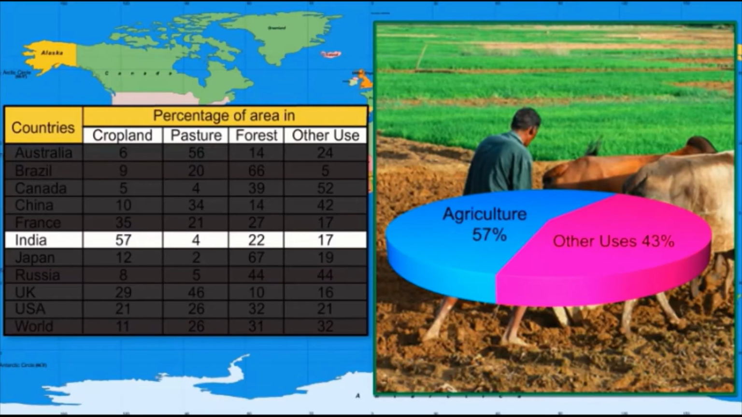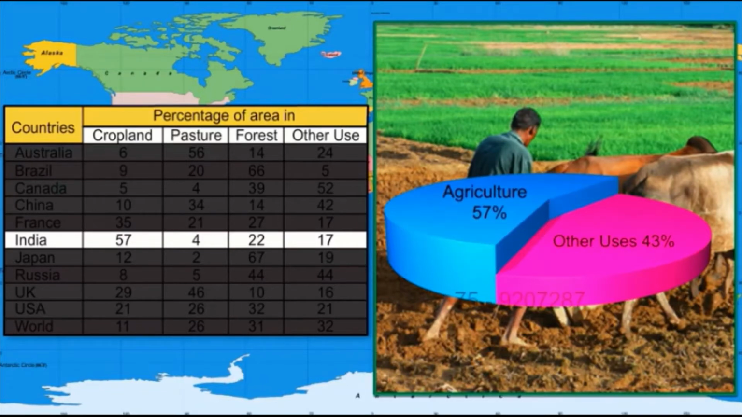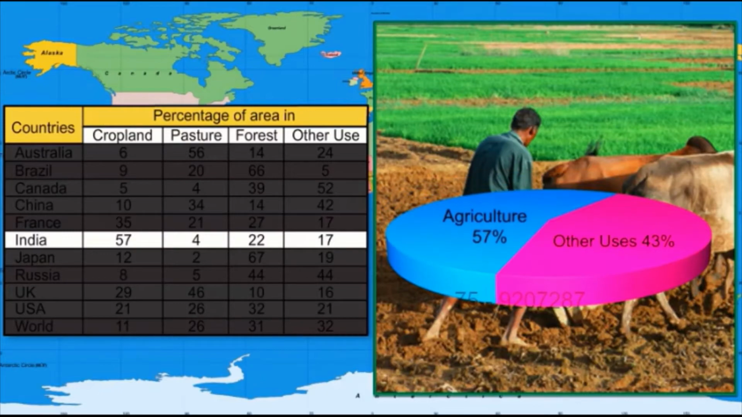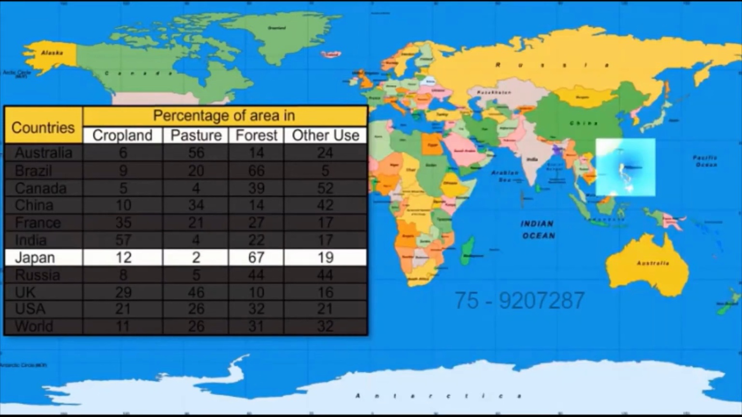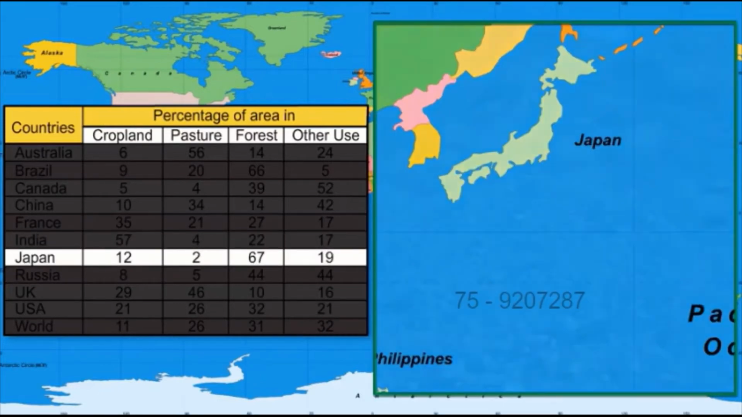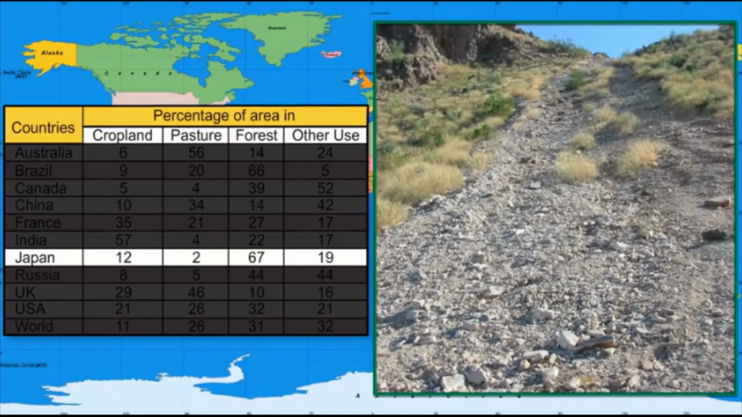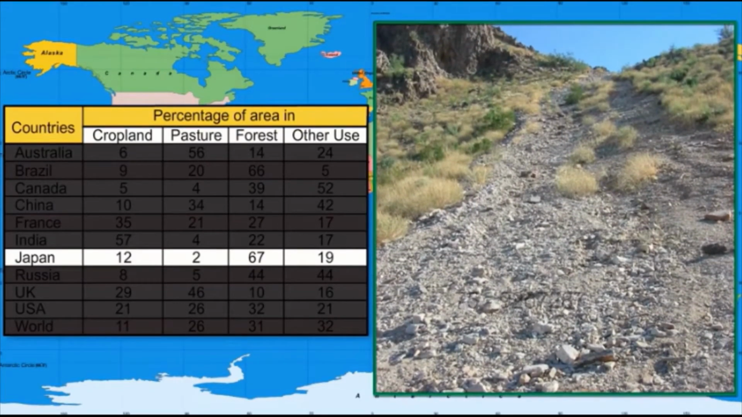In fact, India has the highest percentage of agricultural land. It uses 57% of its land for farming. Much of Japan consists of steep, uninhabitable land that is prone to landslides.